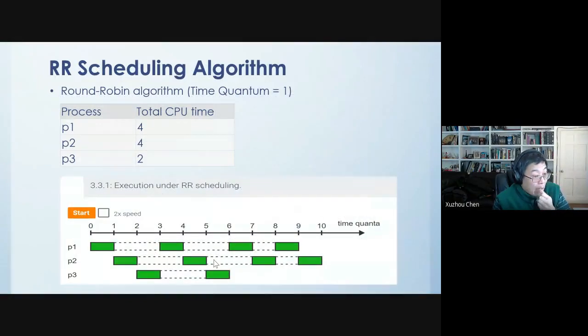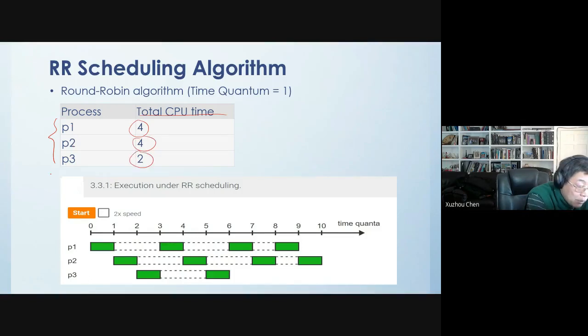Now here's a typical scenario for the round robin scheduling algorithm. Suppose I have 3 processes: 1, 2, 3. For processes 1 and 2, the total CPU time is 4, and for process 3, the total CPU time is 2. That 4 could be 4 milliseconds or 4 seconds, it doesn't matter, it's just some time unit. And the time quantum allocated is 1.